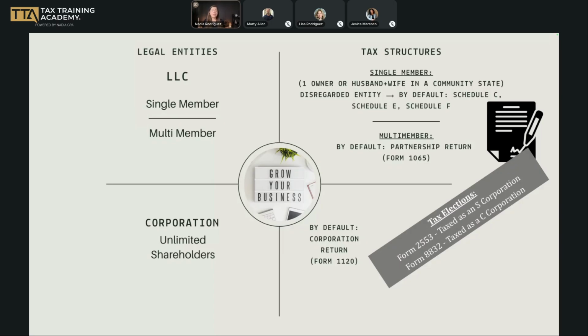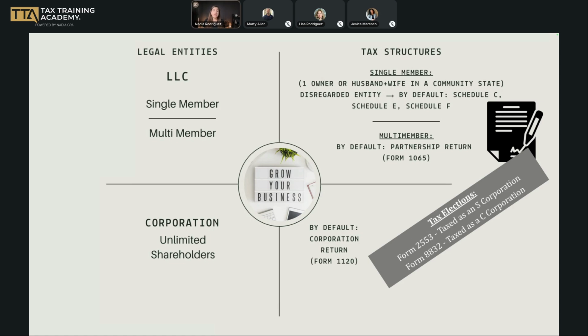Of course, we know husband and wife, if they are in a community property state, then it's disregarded as well. It counts as one person. And by default, you will have to file your business activity, income, and expenses on a Schedule C, Schedule E, or a Schedule F with your 1040. However, if you're not in a community property state and you're husband and wife that have formed an LLC, you are a multi member LLC, or you have formalized a partnership and have registered with the state as a legal partnership, or even if you haven't registered as a partnership, but just two friends get together and start doing business together, then by default, you are a partnership and you have to file the Form 1065.